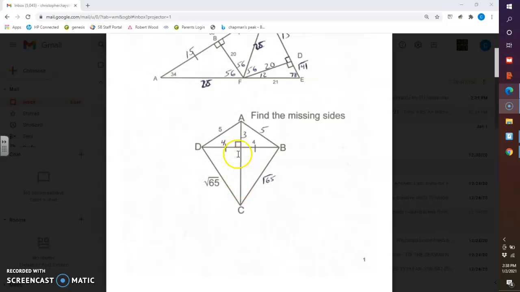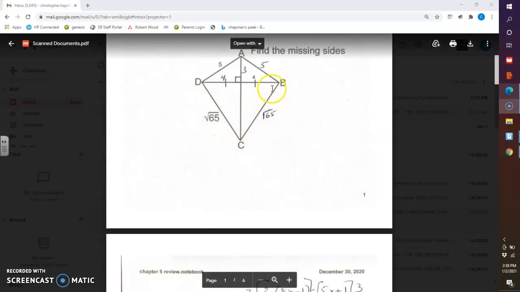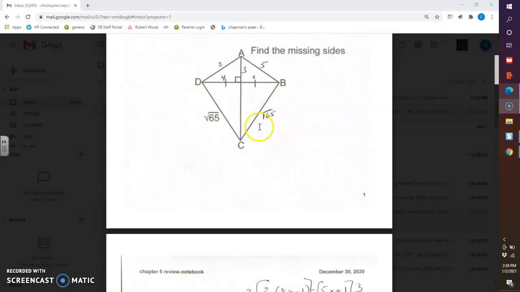Okay. This side right here is 4 squared plus this side right here squared has to equal root 65 squared. So 16 plus this side right here equals root 65 squared, which is 65. 16 plus this side equals 65. Subtract 16 on both sides, you get 49. The square root of 49 is 7. So AC would actually be 10, 3 plus 7. And since this is on the perpendicular bisector, CD and CB have to be equal. So if this is root 65, this is root 65.